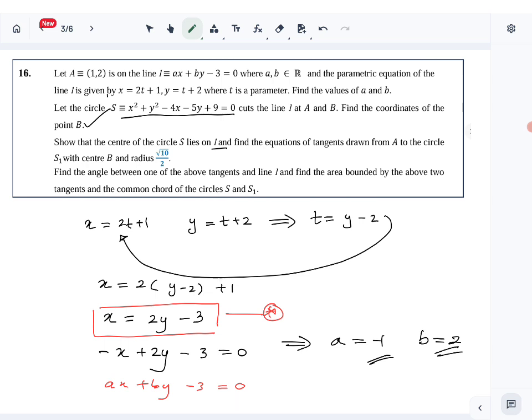Find the angle between one of the above tangents and line L. No, wait, find the equations of the tangents drawn from A to the circle S1 with center B and radius root 10 over 2. Right, so we want to find the tangents drawn to this new circle S1 with center B and radius root 10 over 2.